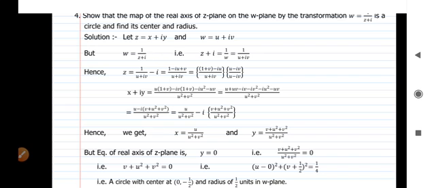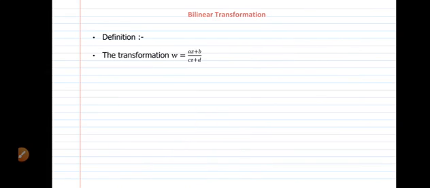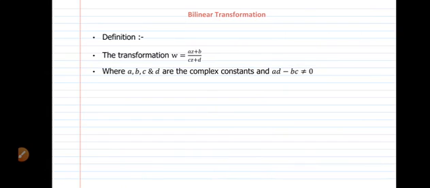So now all this is about the transformation or mapping in general. Now we will discuss a particular type of transformation, that is bilinear transformation. Let us see its definition first. The transformation w equal to (az plus b) upon (cz plus d), where a, b, c and d are complex constants and ad minus bc is not equal to 0, is called bilinear transformation.